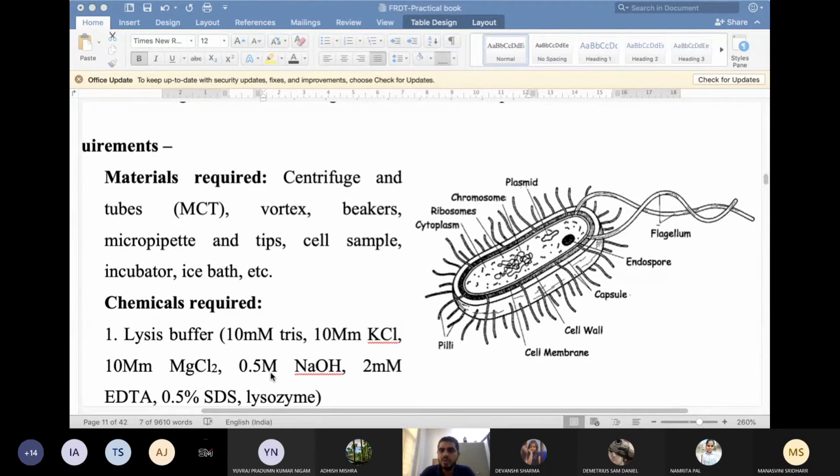And now, how are you going to hammer it? Hammering means a physical method, physically breaking the cell wall. Physically breaking the cell wall is simply like grinding it. So what is the prerequisite for grinding?